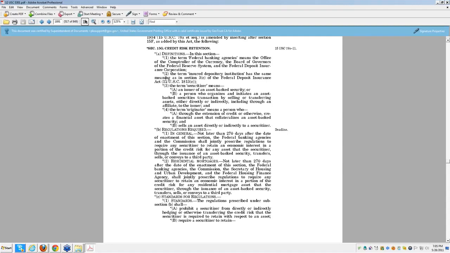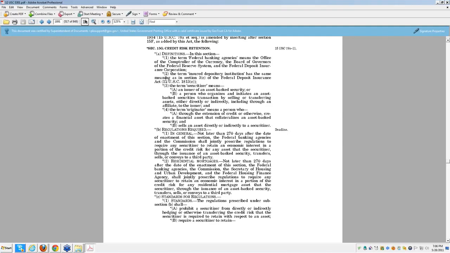And then big subsection B, regulations required. You want me to read that? Yes. Not later than 270 days after the date of enactment of this section, the federal banking agencies and the Commission shall jointly prescribe regulations to require any securitizer to retain an economic interest in a portion of the credit risk for any asset that the securitizer, through the issuance of an asset-backed security, transfers, sells, or conveys to a third party. Number 2, residential mortgages.